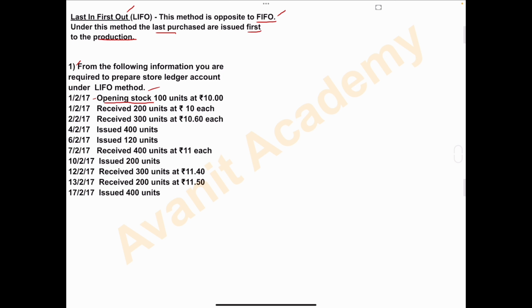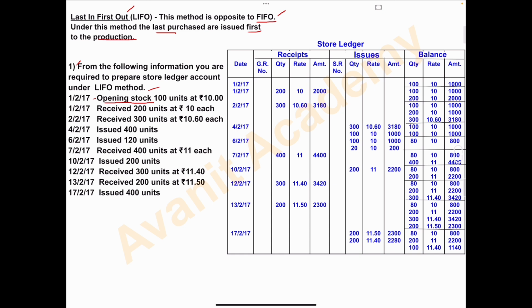Let's prepare the store ledger account under LIFO method. Columns are same: date, receipts, in that GR number, quantity, rate, amount, issues, SR number, quantity, rate, amount. And the last is balance, quantity, rate, amount. So this first entry will appear in balance. Write the date, 1st February 2017, that is 100 units. Rate per unit is 10 and the total amount is 1000.